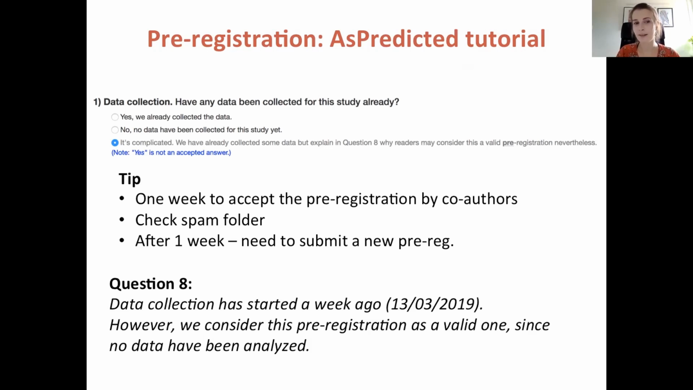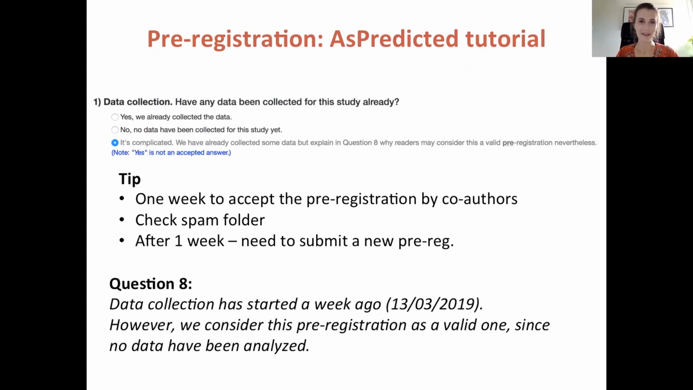So I just explained that in detail in question 8, that, okay, we started data collection, but we did not look at the data, we have not analyzed them. And I also said that we just made a mistake here in terms of somebody forgetting to accept it. So still we think that this is a valid registration. So this is the tip for you. Remember to inform your co-authors to check their spam folder.